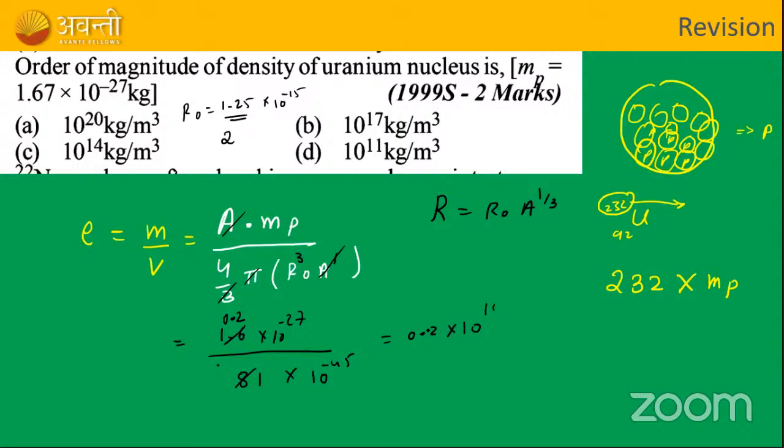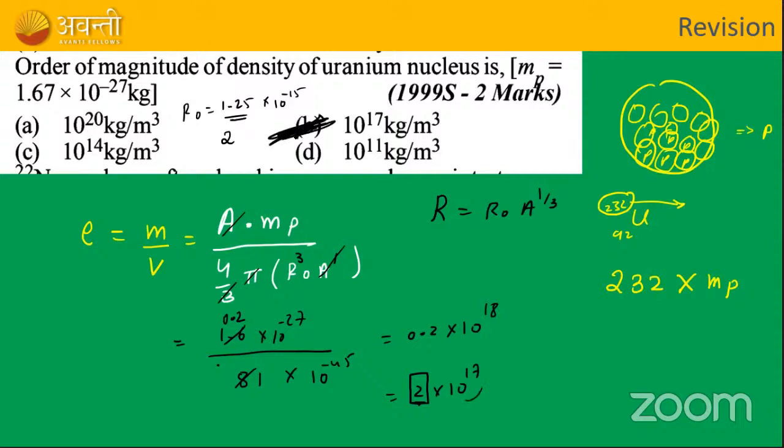It becomes 0.2 into 10 to the power of 18, or you remove one zero and get 2 into 10 to the power of 17. Always remember, everybody, whenever they ask you the order of magnitude, this should be a unity. It should not be a power of tens, it should not be hundreds, it should not be a decimal point, but it should be a unit value. So when you come to a unit value, we can notice that it's 10 to the power of 17. So option B is the right answer.